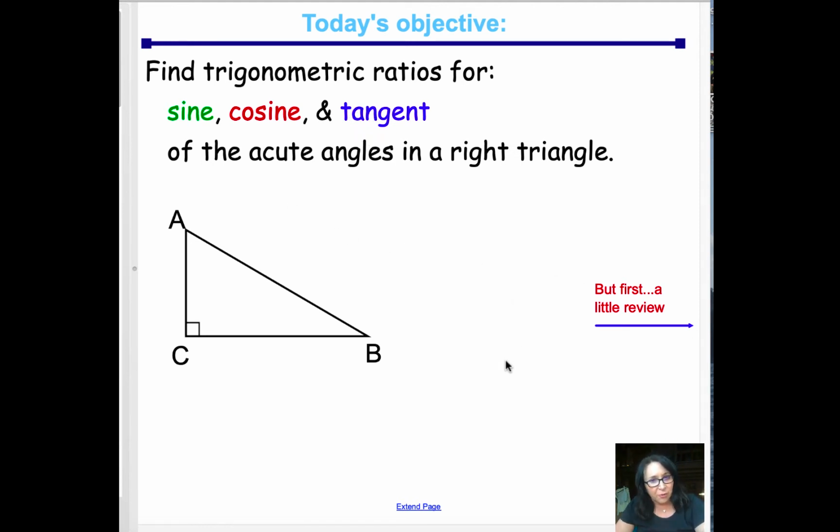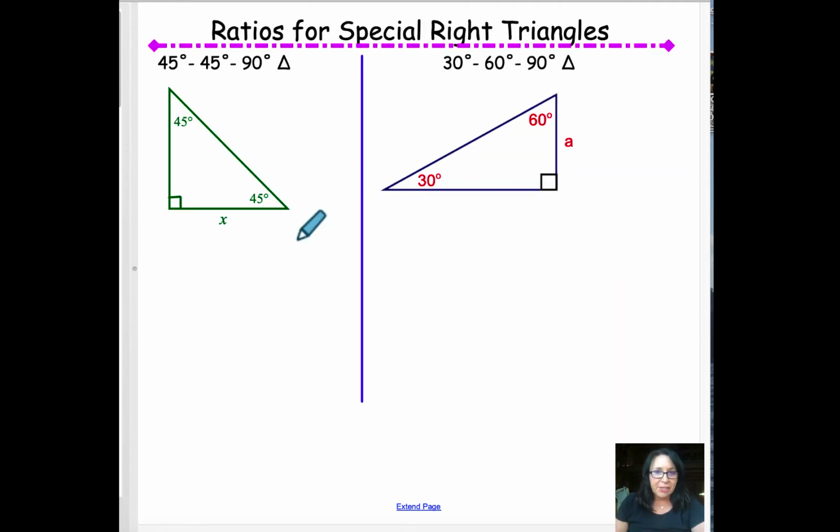Let's do a little bit of review first. But remember that when we're looking for sine, cosine, and tangent, and we're using that for acute triangles, these are also right triangles. They have to be right triangles. Okay, some ratios for special right triangles. We went over this before, but we're going to introduce this again.